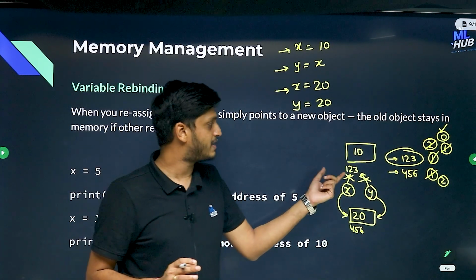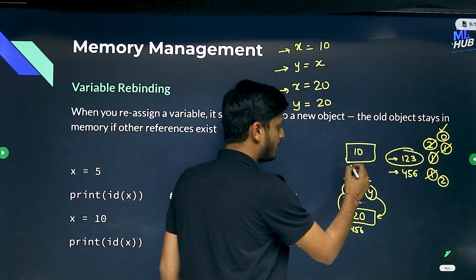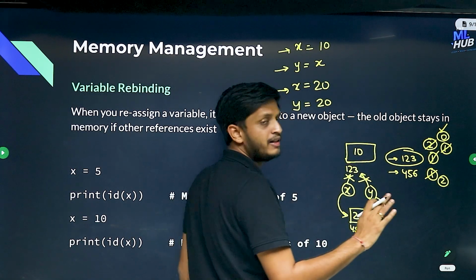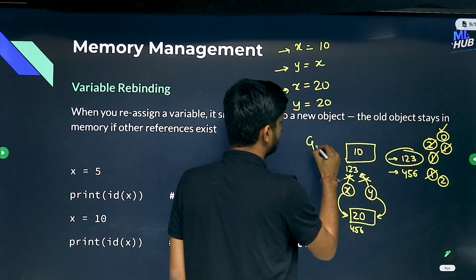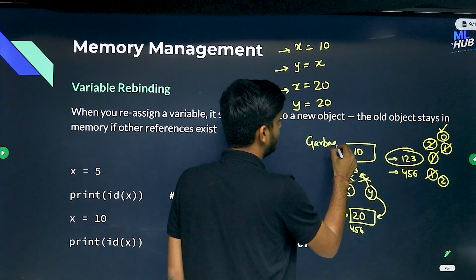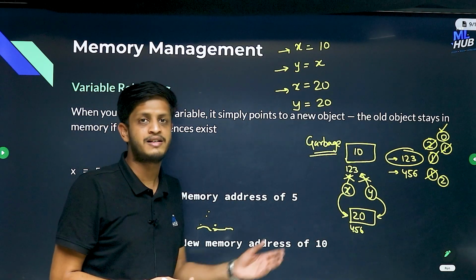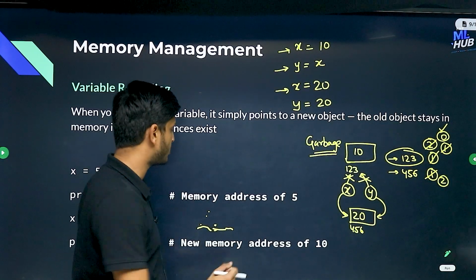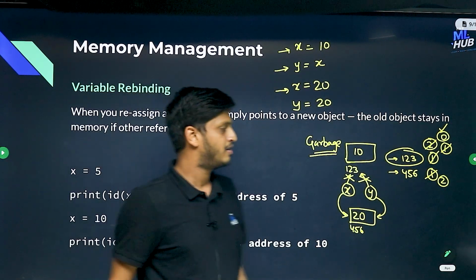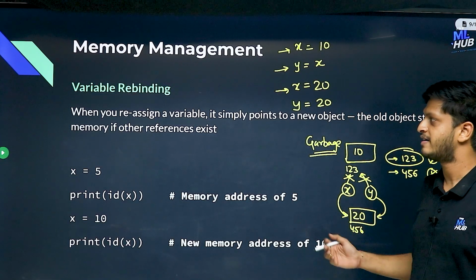Essentially, this memory location at which no variables are pointing is called garbage. It is like garbage, right? No one is using it, but still that value is taking up some memory. So this memory location is called garbage. We will see what happens to garbage in Python. But firstly, let's understand rebinding.